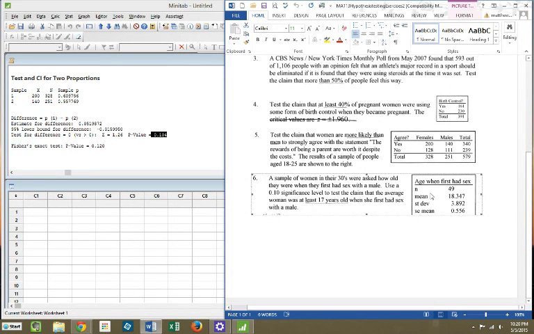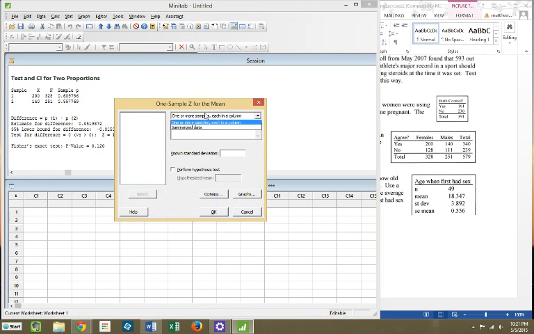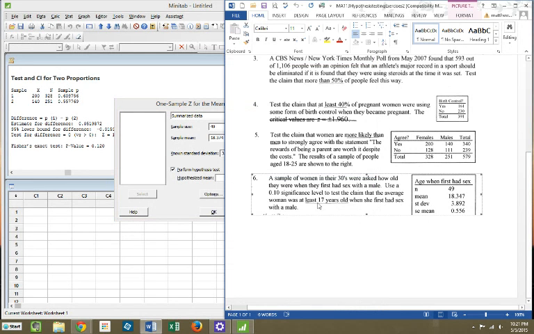Now, down here, we have a different situation. In this case, we're given n, we're given a mean, we're given a standard deviation. So we have one group, a sample of women in their 30s. So it is one sample. And now, because I have 49, I can go ahead and call it a z-score. But you'll notice because there's means involved, sample size is 49, sample mean 18.374, known standard deviation 3.892. Perform hypothesis test.